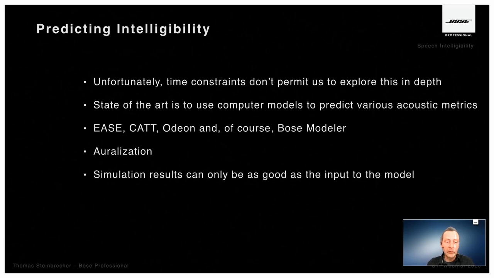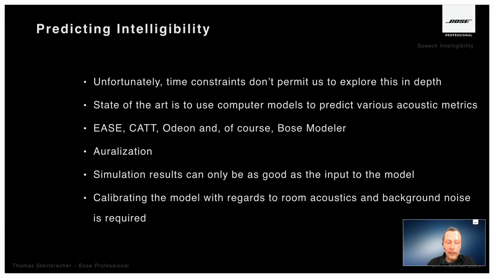As with all simulations, the results can only be as good as what you put into the simulation. So garbage in, garbage out, of course, that's not something we would like to do. So it's very important that if you have a simulation model, you calibrate it with regards to the room acoustical boundary conditions, and for example, the background noise that you have to take into account for your simulation.